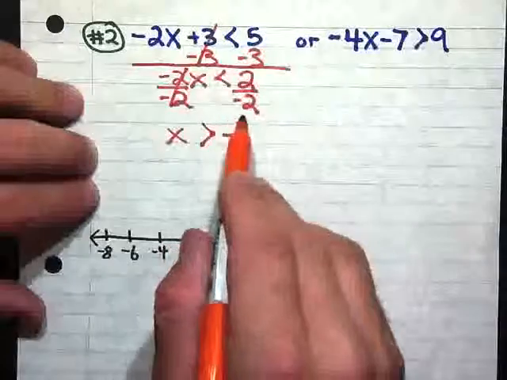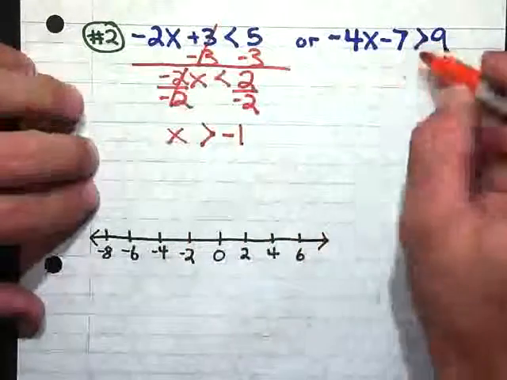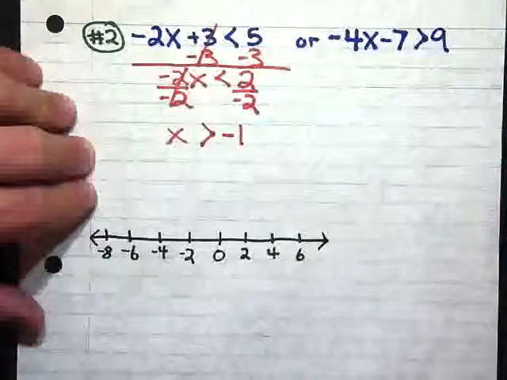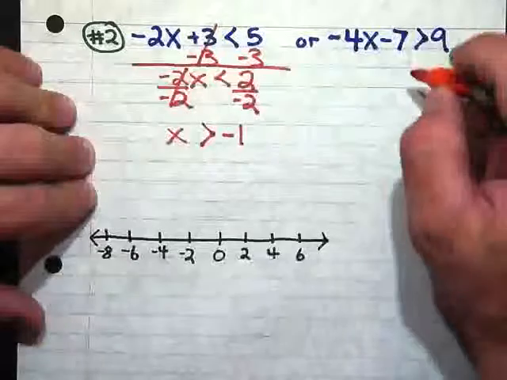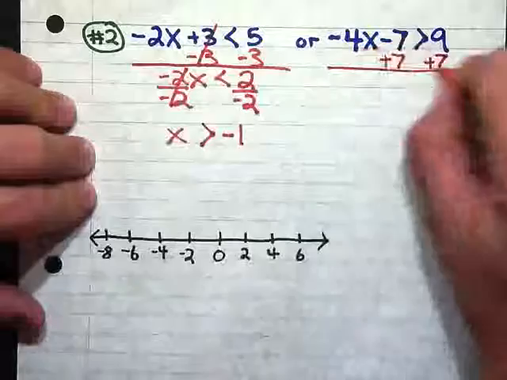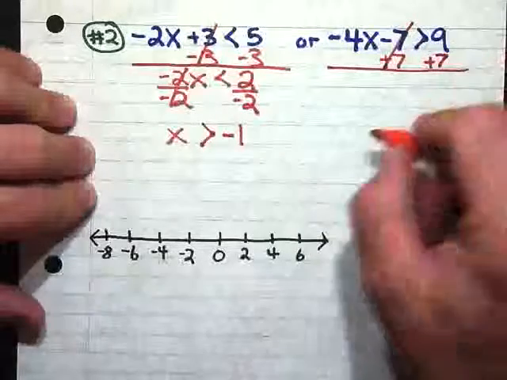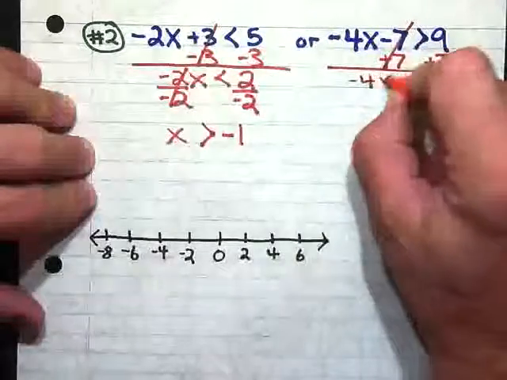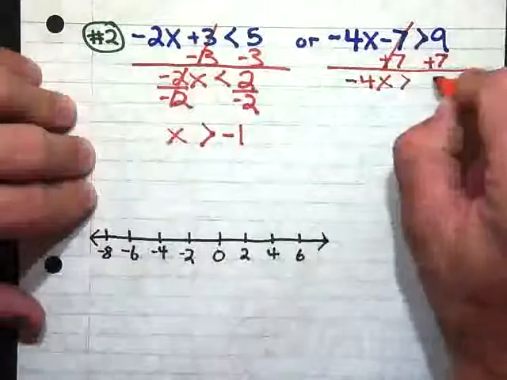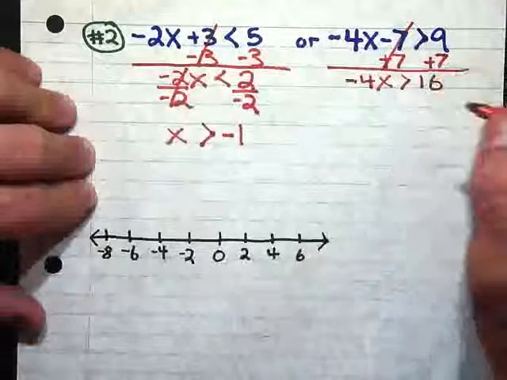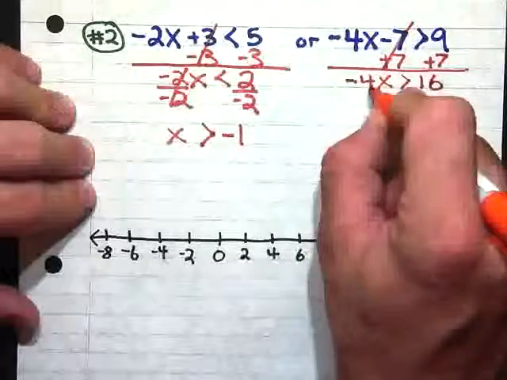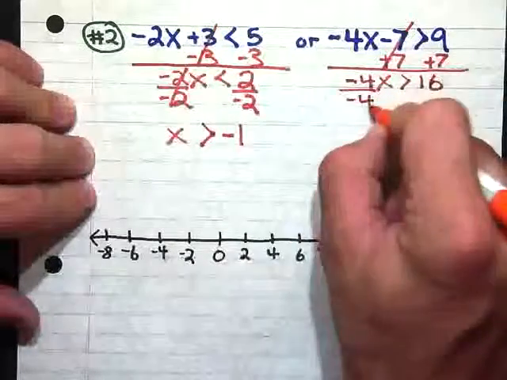All right, so we have our first inequality here. The second one, negative 4x minus 7 is greater than 9. We want to solve this one for x now. So what we do is add 7 to both sides. That's going to get rid of our 7 here. So the 7's cancel out, and we're left with negative 4x is greater than 9 plus 7, which is 16. And then in order to get rid of this negative 4, we've got to divide both sides by negative 4.